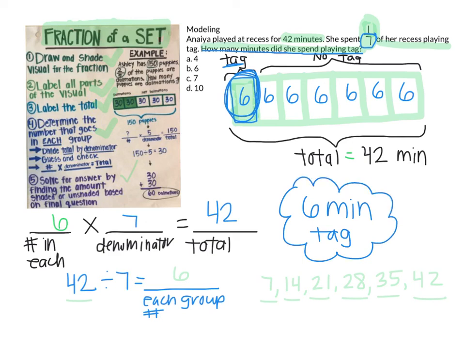I go to my answer choices. A says 4, B is 6, C is 7, D is 10. So our final answer is B, 6 minutes.